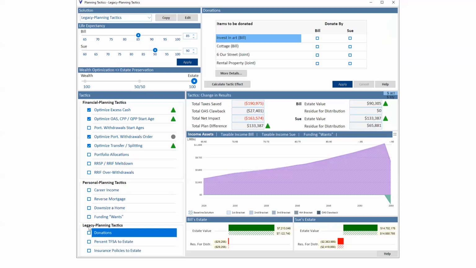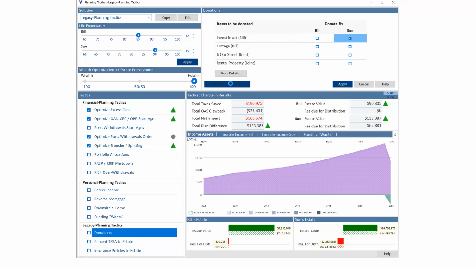What would happen if we donated art because it's less important to us than the cottage? We could talk, of course, about selling rental properties and things, but that would still create a taxable problem. So I'm going to select the art, and Bill owns the art, by the way. You can see that here. Bill is leaving it under the will to Sue, so it's Sue who's actually going to donate the art.